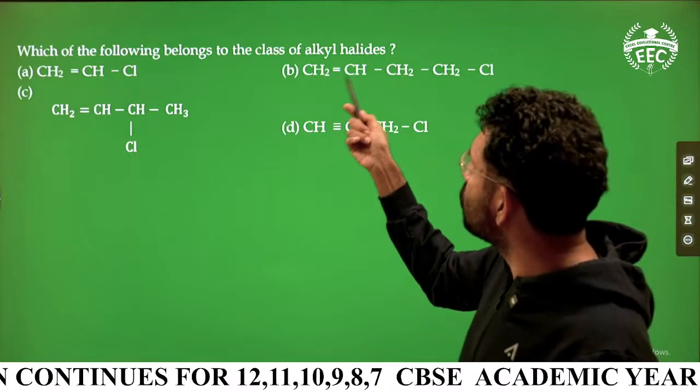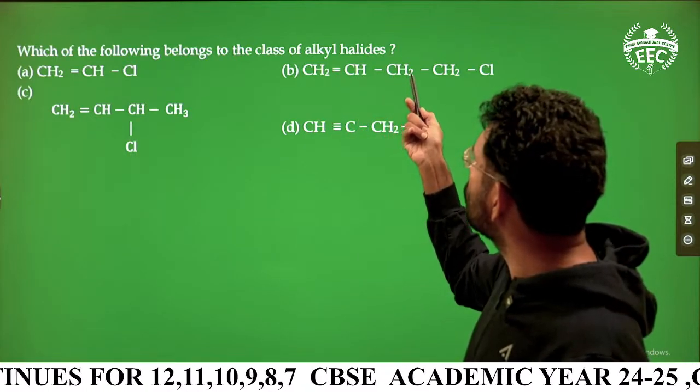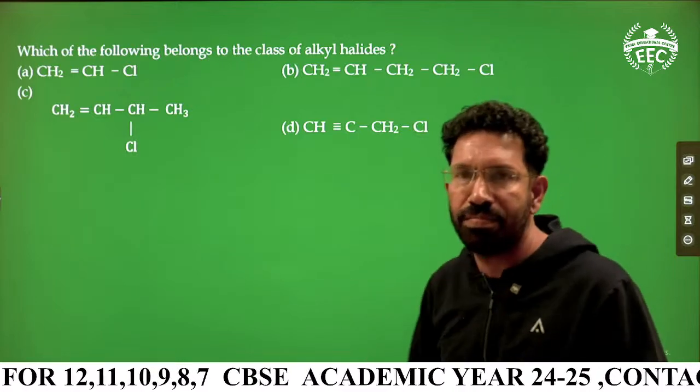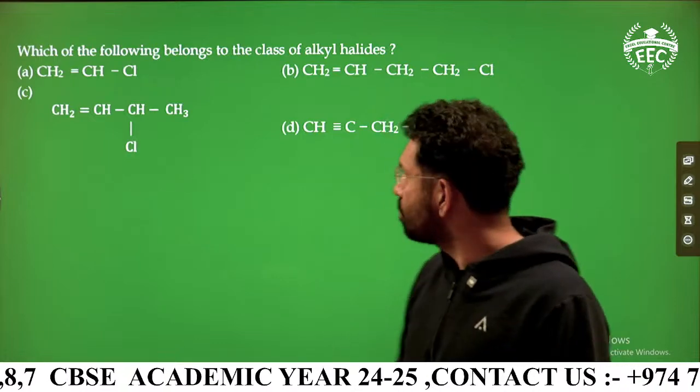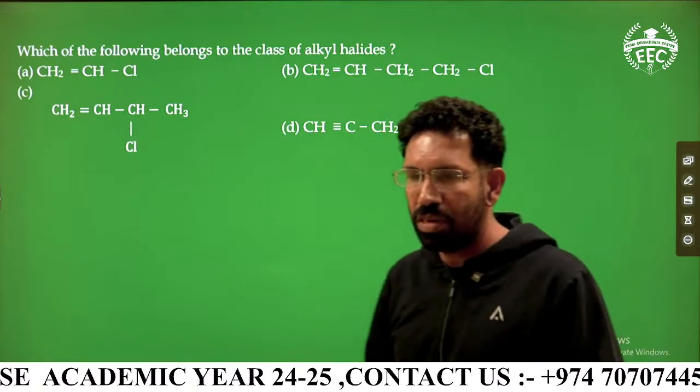Option B, CH2=CH-CH2CH2CH2Cl. Option C, there is a halogen after the double bond. Option D, like that. What's your answer?